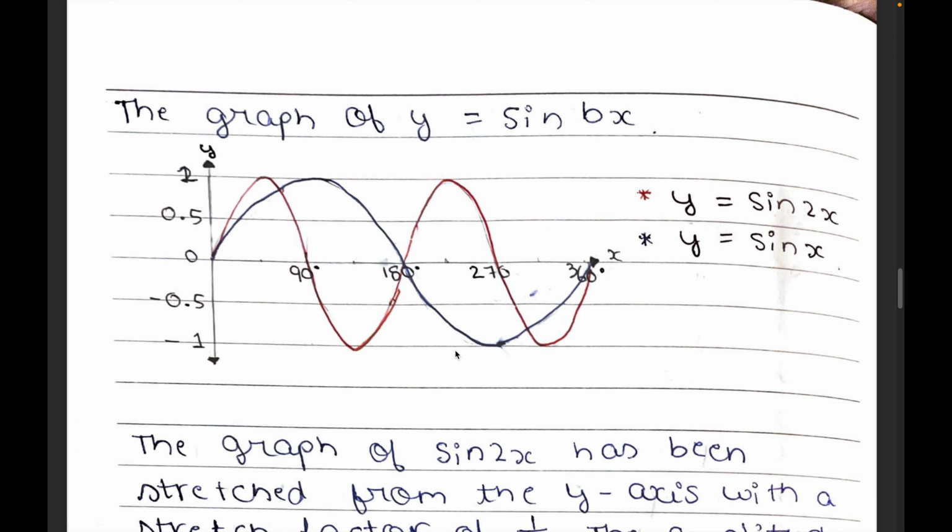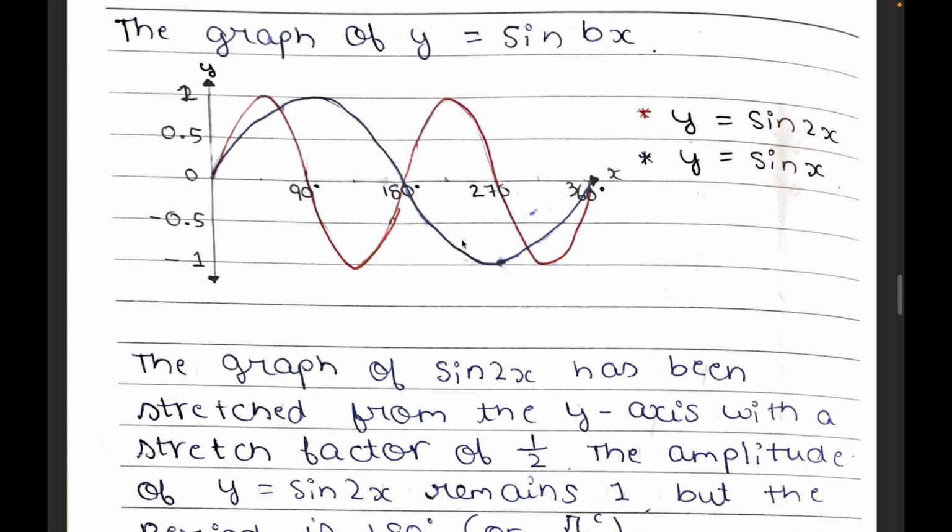Let's look at the next factor. If we have y equals sine bx, we've already discussed this: if you have bx, the period would be reduced by the same factor, 1 by b. This is the graph of y equals sine x, and this is sine 2x. There are two more cycles that can be drawn in the same space as y equals sine x.